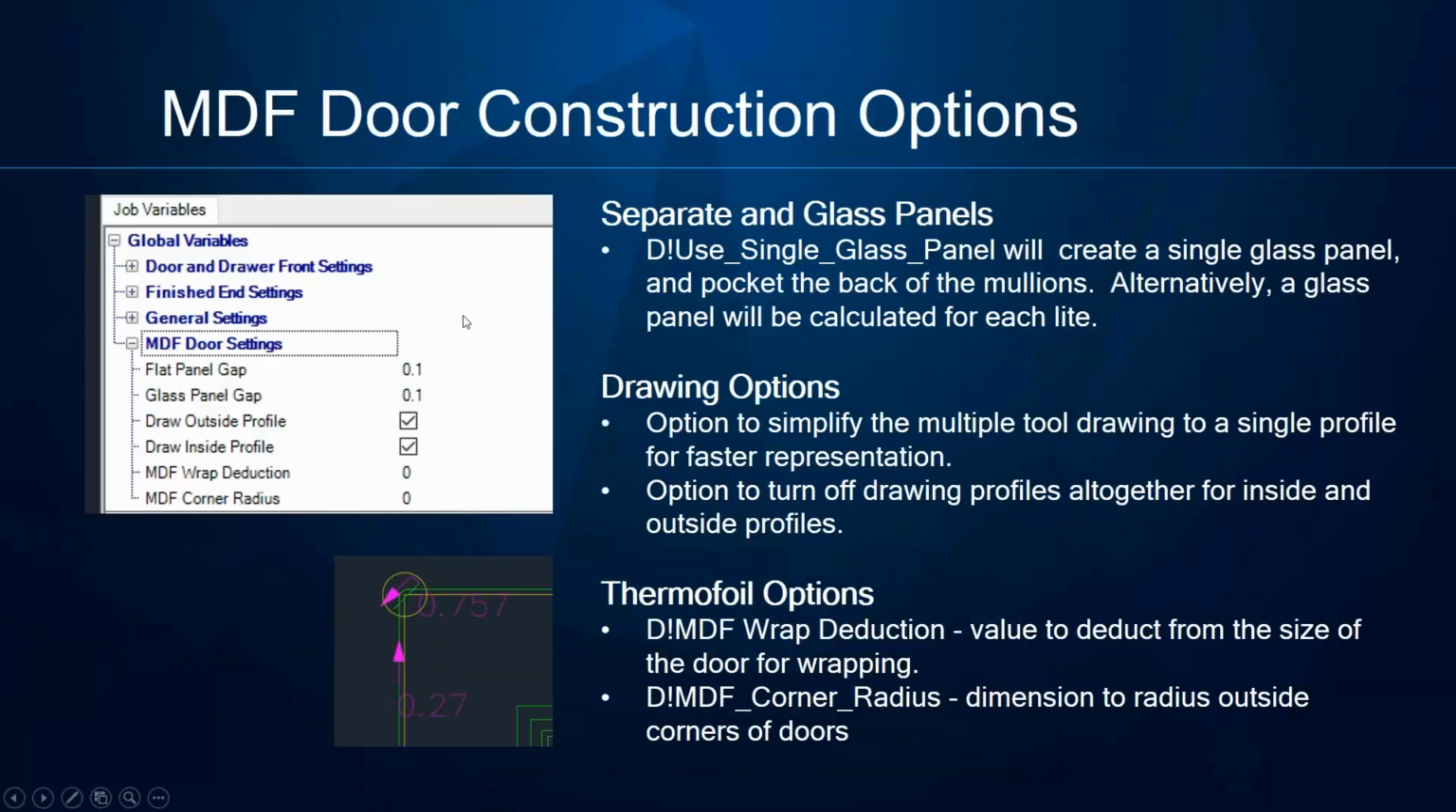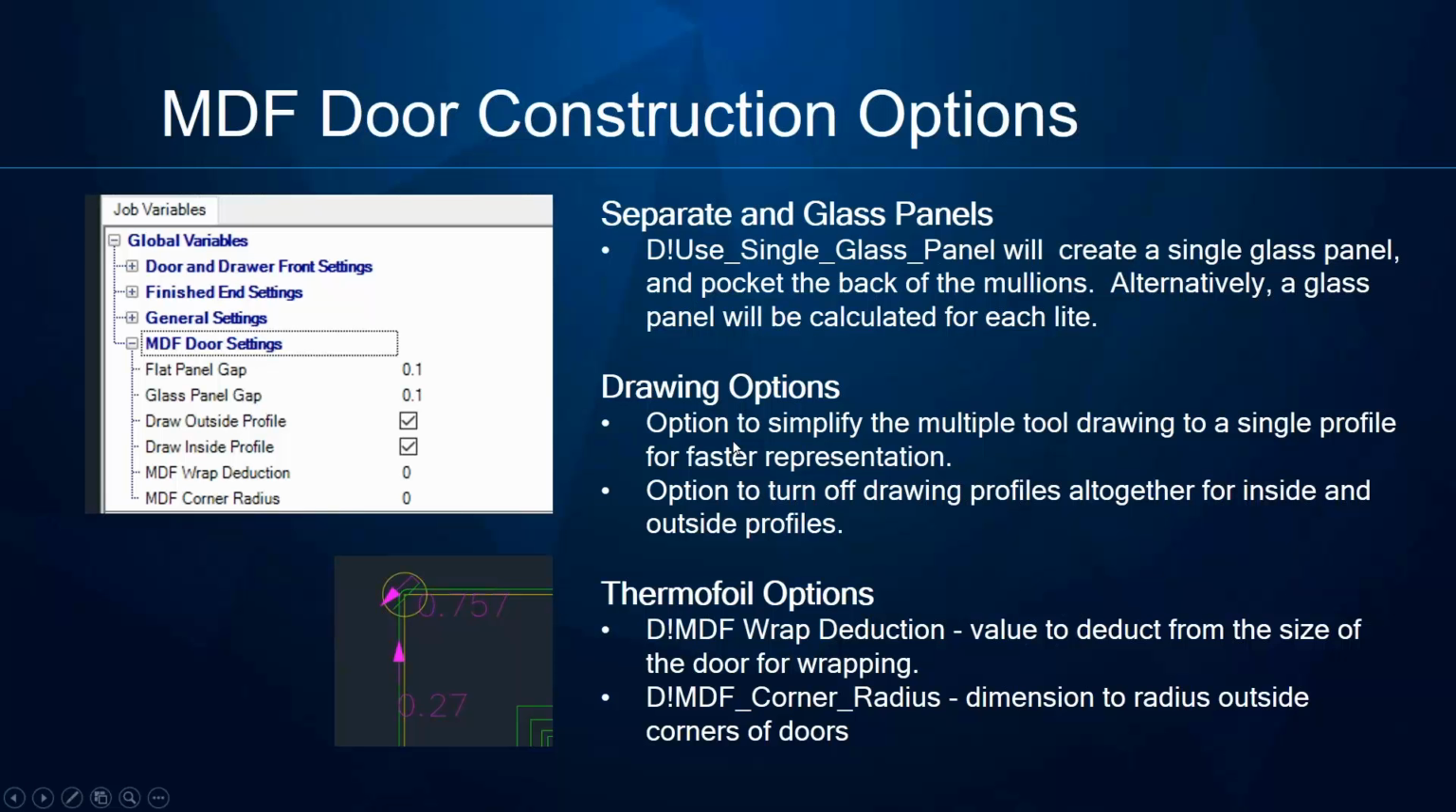There are a number of different construction options for the MDF doors. So there's an option for using a single glass panel. So if you're doing doors with multiple lights inside of them, multiple glass openings in the door, then you can specify whether you want to create individual glass pieces to fit in each of those lights, or if you want to use one large piece of glass that's going to run past the entire opening for your door, then you can do that. If you use single glass panel, it's going to create a single glass panel, pocket out the back of the mullions in order to allow you to do that. If you have that turned off, then you're going to get 9 individual pieces of glass for your one door if you have 9 lights in it.